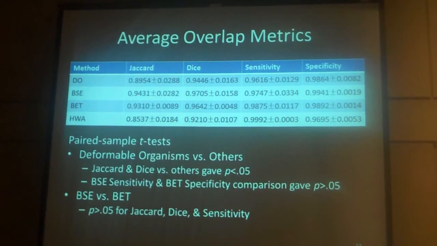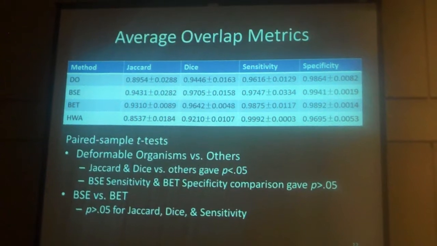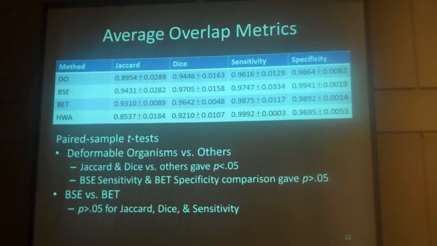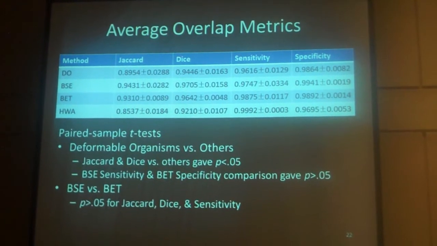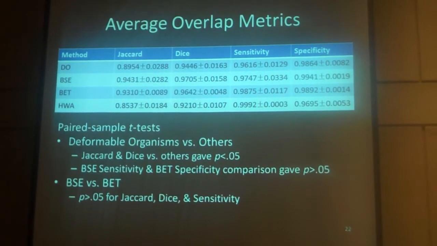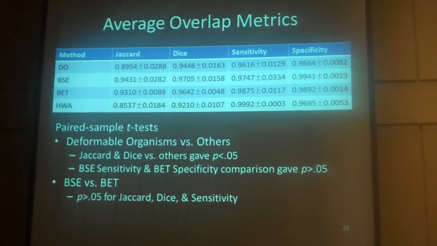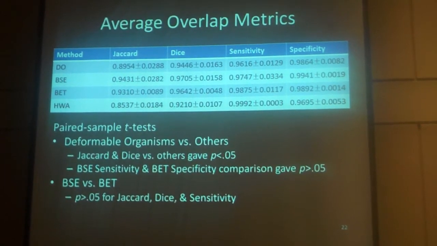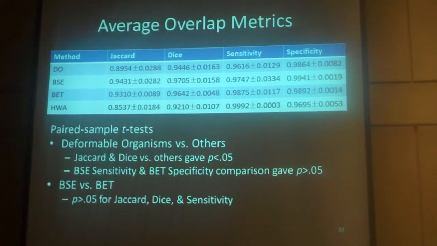We then did paired sample t-tests on the individual results across the 40 brains and found that there's no significant difference in the deformable organisms method compared with the brain surface extractor and brain extraction tool for the sensitivity and specificity measures. We also found that there's no significant difference in the performance of brain surface extractor and the brain extraction tool.